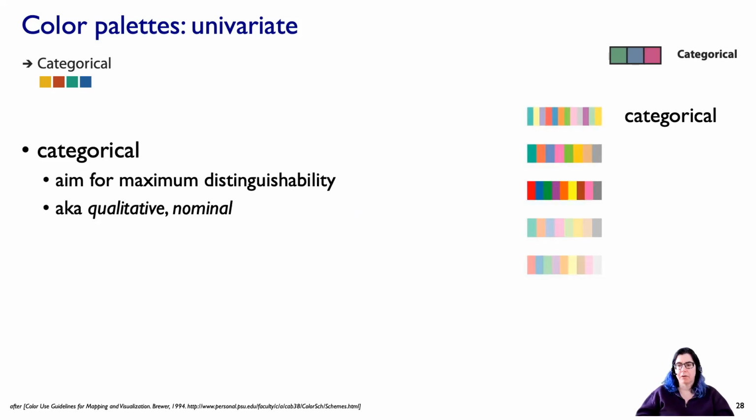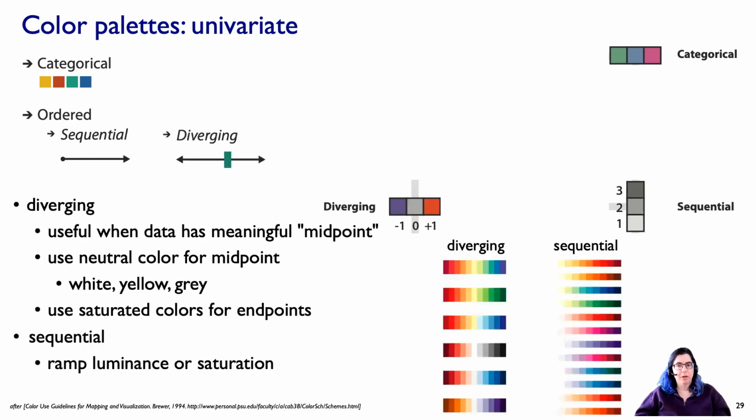And here's several examples of them, right? Both desaturated and highly saturated. And so we're really going for maximum distinguishability. Now, what else could we do? If we have ordered data, then we're often doing something with saturation or luminance, and we really want to distinguish between sequential and diverging.